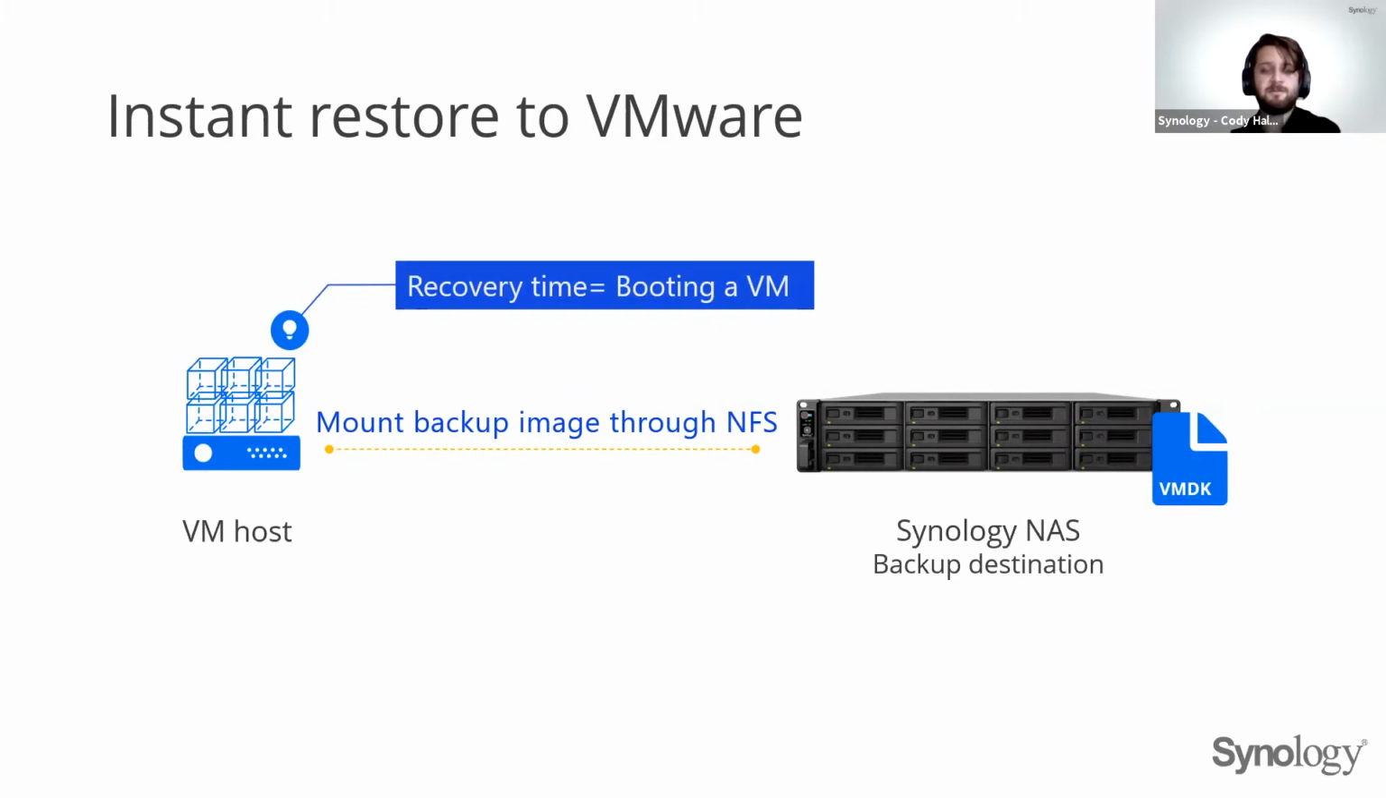Now, whenever you're ready to actually finalize any of the changes you made to the instant restore VM while you were working on it in the disaster recovery scenario, you then use the Migrate VM button inside of Active Backup for Business, which allows you to vMotion that data off of that NFS data store and back onto the production data store, which coincidentally might be an iSCSI LUN on the NAS itself.